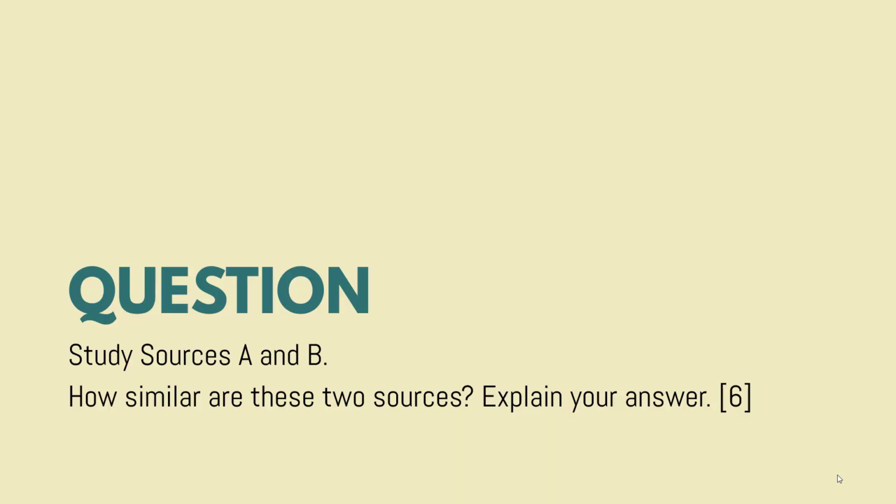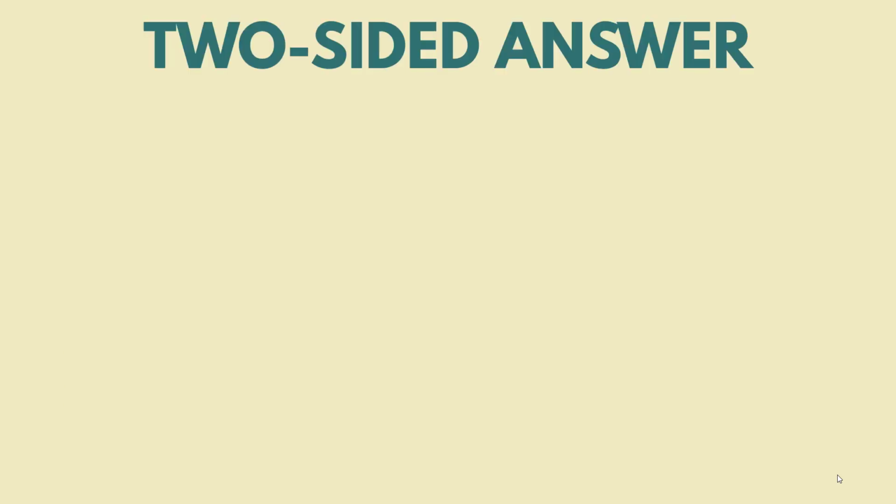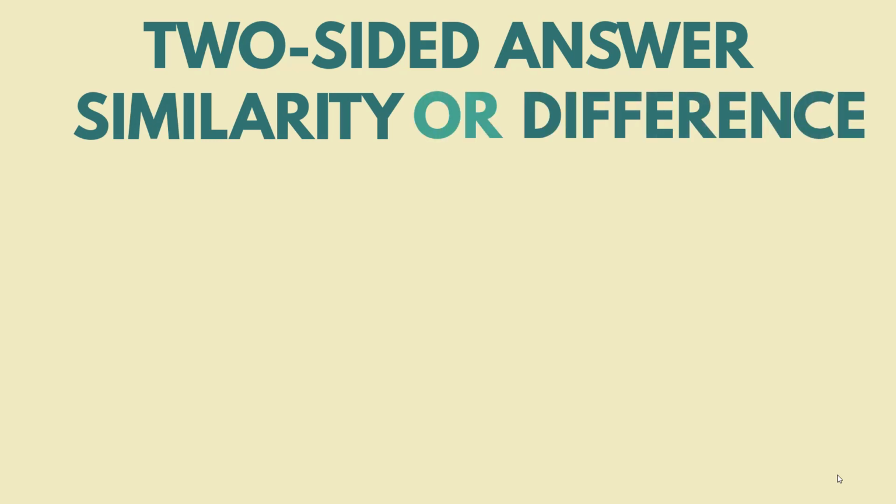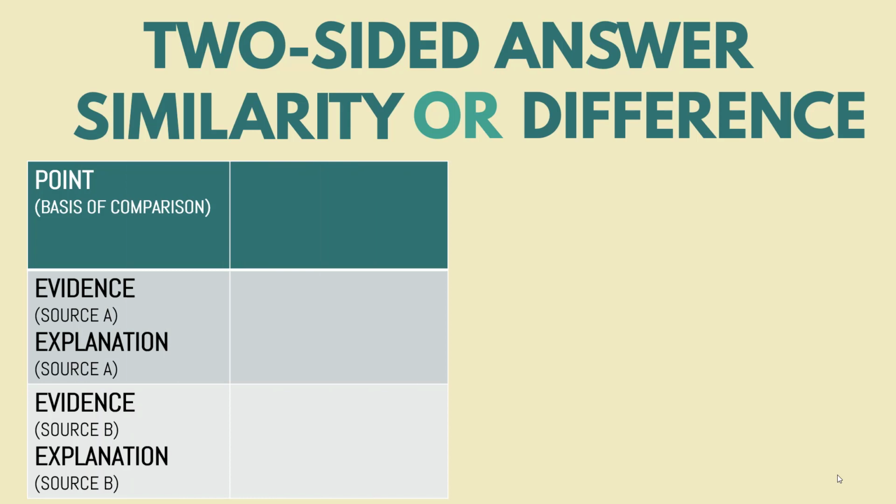The question: how similar are these 2 sources? Explain your answer. We are talking about a 2-sided answer, so in terms of similarities or difference, we will be getting at least L3. The idea is that we need to have a point, followed by the evidence of source A, followed by the explanation of source A, followed by the evidence of source B, and the explanation of source B. Some students like to combine evidence of source A and B together, which is fine, but when it comes to explanation, you might find it troublesome because you need to differentiate between them. So perhaps this is a clearer way.